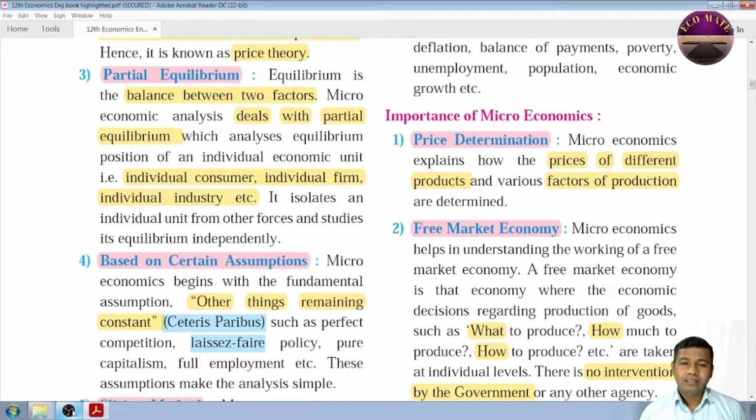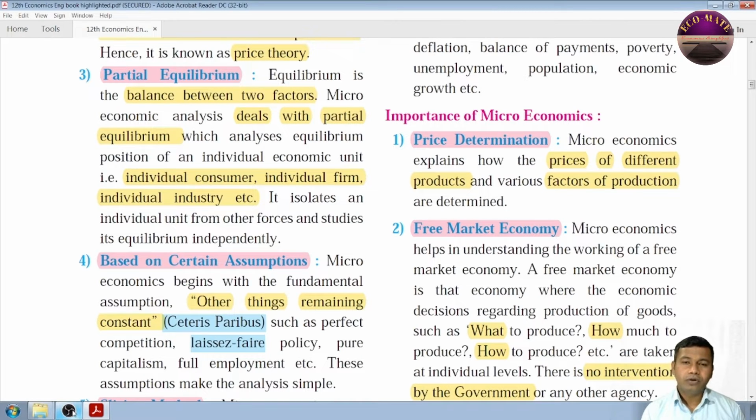You can see that the first point mentioned here is price determination. Why is price determination important in microeconomics? The prices of the commodities in the market are decided by microeconomic theory. We have price theory in microeconomics, and it explains how the prices of different products are determined by the supply of the product and the demand for the product. These are the two market forces by which prices are decided. This is what is studied under the scope of microeconomics.